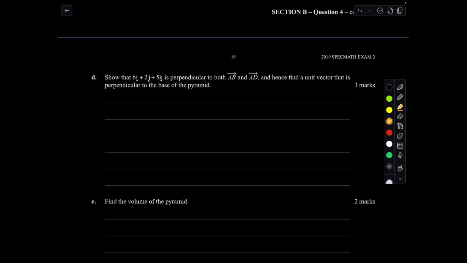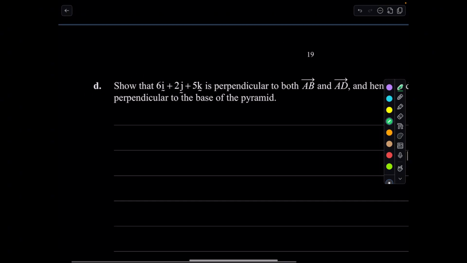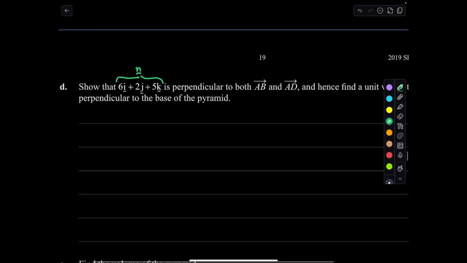Okay, wait. Let's think about it. Show that this vector is perpendicular to both AB and AD. To show that something is perpendicular, the dot product must equal 0. Let's consider this vector as n. We need to do 2 dot products: the dot product between AB and n, which has to equal 0 if they are perpendicular, and the same for AD.